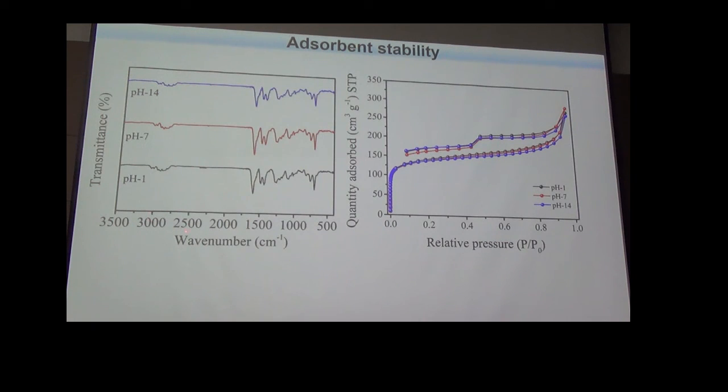And further, the chemical stability of the material was analyzed by treating the polymer material in different pH media for 72 hours. As we can see in the FTIR figure, there is no change in the peaks or the stretching peaks of the chemical bonds, and it suggests that the material is highly stable under the treated conditions. Meantime, the same materials were also tested for the N2 absorption desorption isotherm. As you can see here, there is not much change in the N2 absorption desorption isotherm, which suggests that the polymer materials are highly stable.